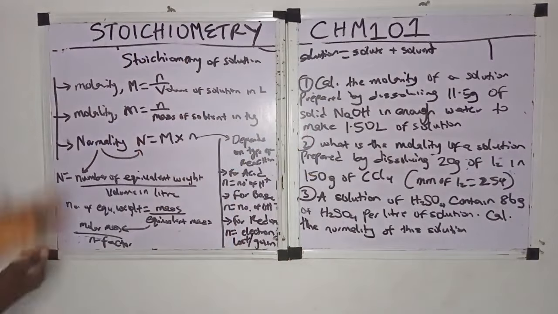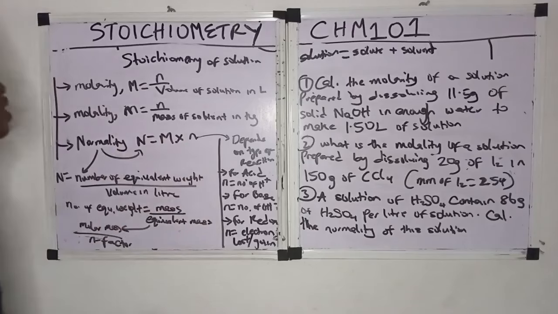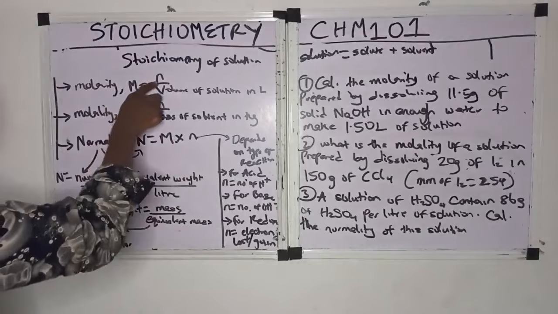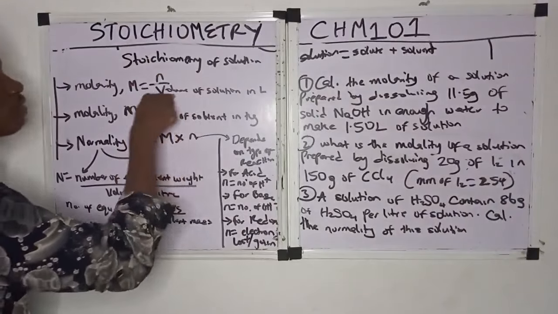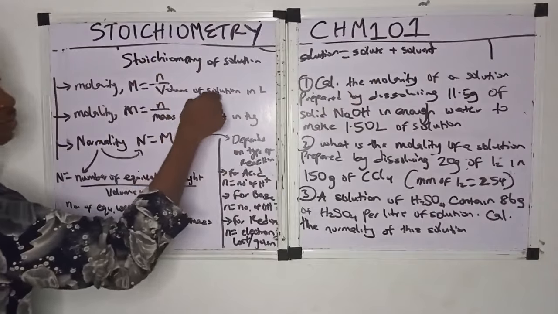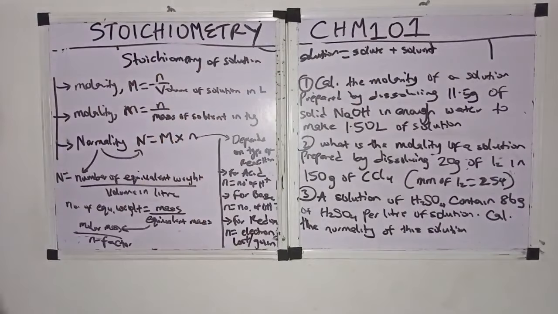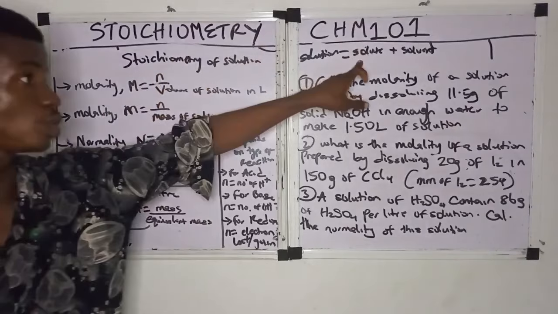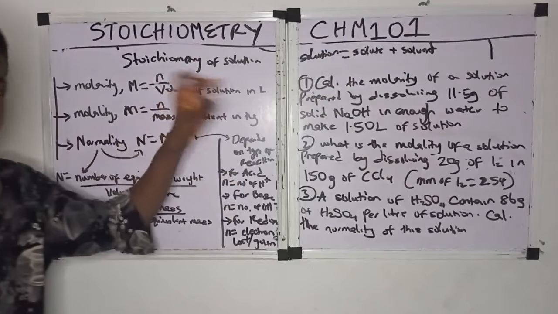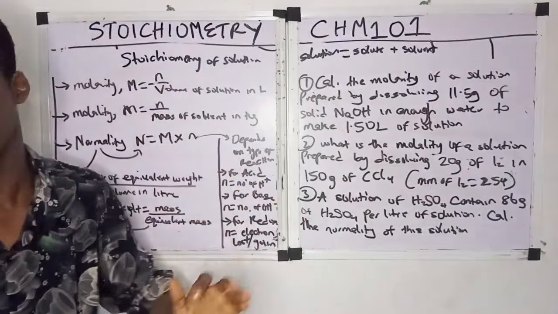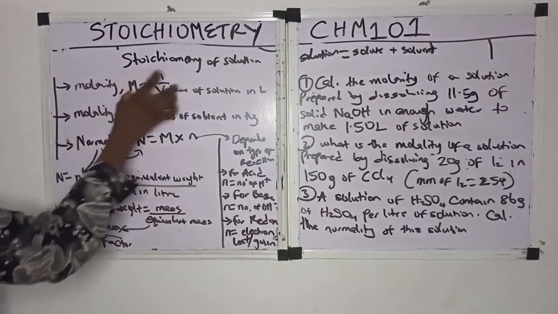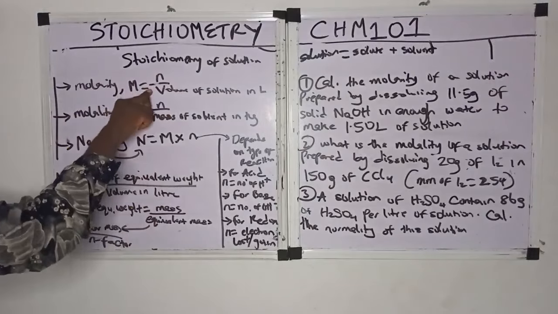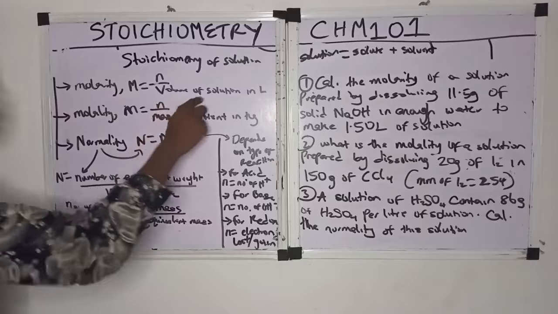Now let's move to molarity. Molarity is represented by a capital letter M. Molarity is the number of moles of solute per volume of solution in liter. The number of moles of the solute divided by the volume of the solution. The volume must be in liter. It's very important. It should not be in milliliter. If it's in milliliter, you convert it to liter. So that is for molarity.